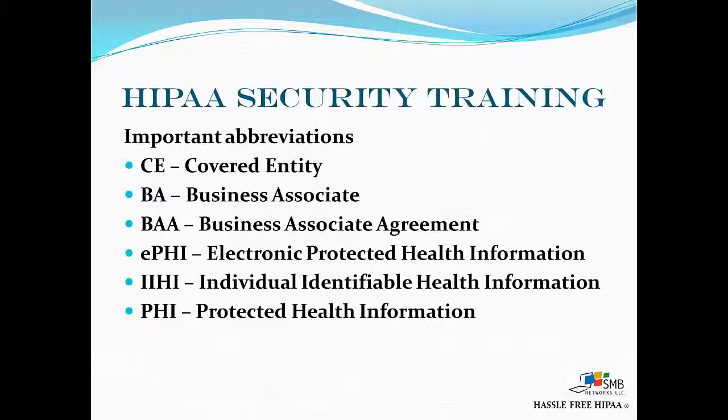Some abbreviations that I'll be using today: CE for covered entity, BA for business associate, BAA for business associate agreement, EPHI for electronic protected health information, IIHI for individually identifiable health information, and PHI for protected health information.